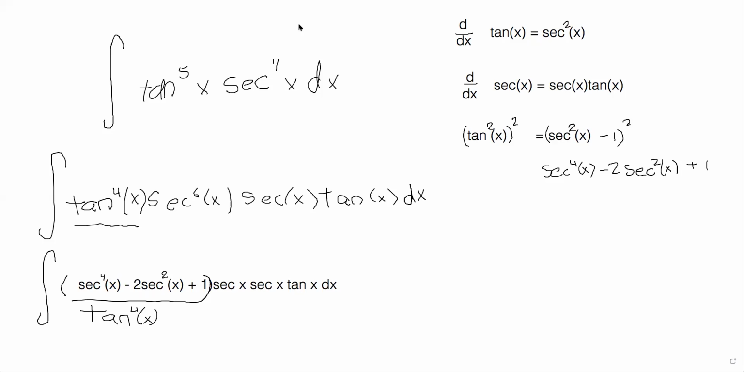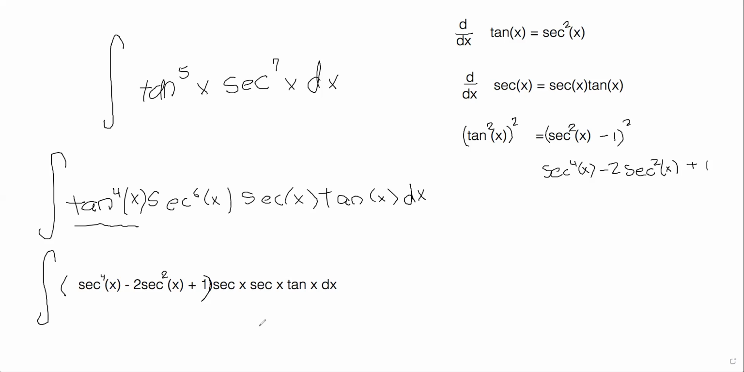So from where we left off, that's where I decided u is going to be secant of x, and then du is equal to 10x secant x dx. So from there, I expanded secant 7x into secant 4x minus 2 secant squared x plus 1. And that gives you secant 11x minus 2 secant 9x plus secant 7x. And then the rest of the integral I replaced with du.